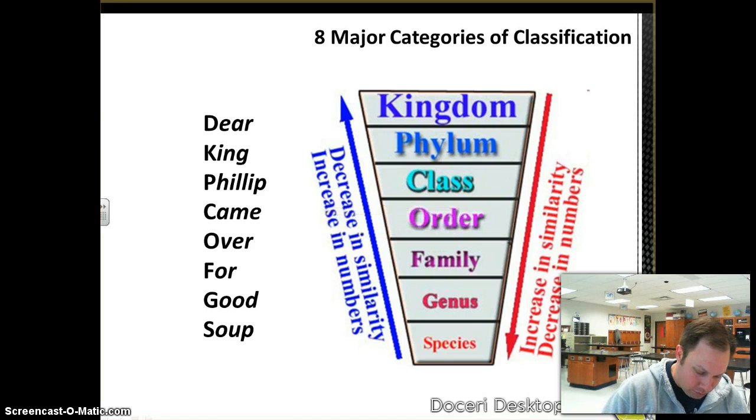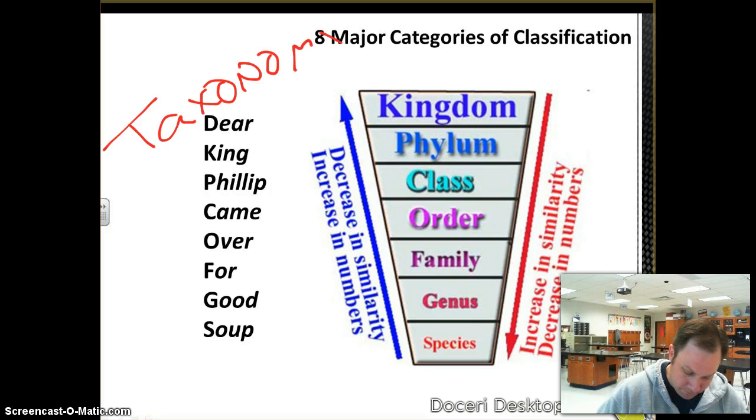Okay, so I'll just write this over here to the side. Taxonomy. All right, so taxonomy is the science of classifying organisms. So you've seen this before.